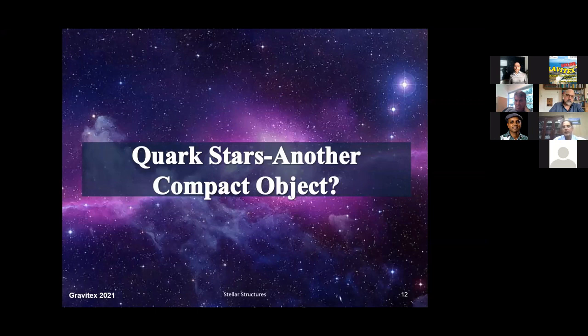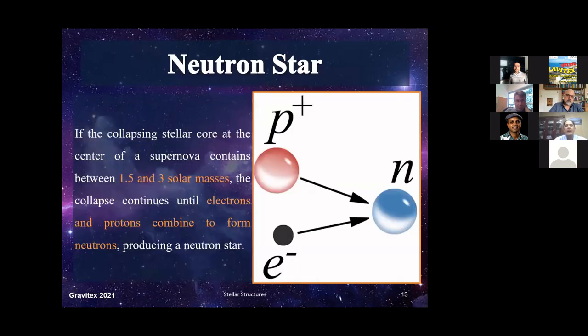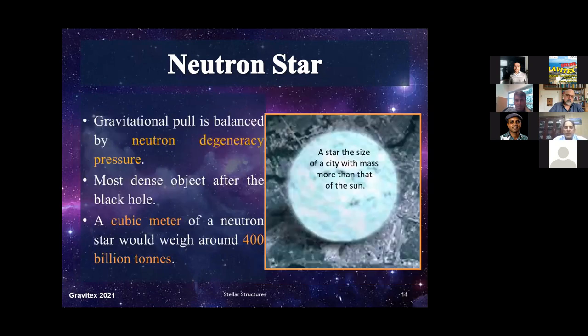Quark stars, another compact object. Let's discuss quark stars. If the collapsing stellar core at the center of a supernova contains between 1.5 and 3 solar masses, the collapse continues until electrons and protons combine to form neutrons. This produces a neutron star. Gravitational pull is balanced by neutron degeneracy pressure. It is the most dense object after the black hole. A cubic meter of neutron star would weigh around 400 billion tons.